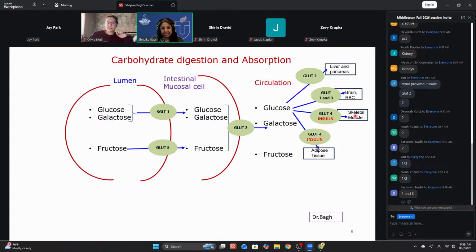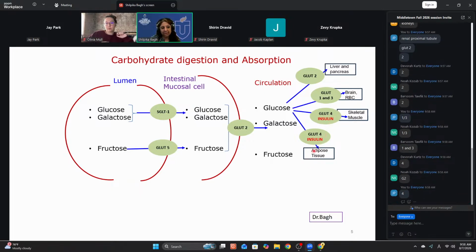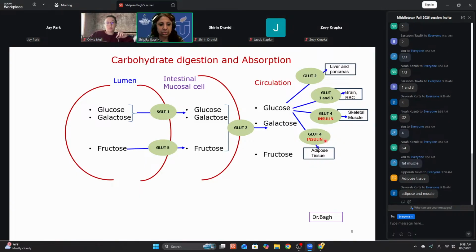And did we do this by insulin? The only transporter which is insulin mediated is which one? GLUT4. Where are they located? Skeletal muscle and adipose tissue. So see, you went to bake sales. You should know your sources of sugars.